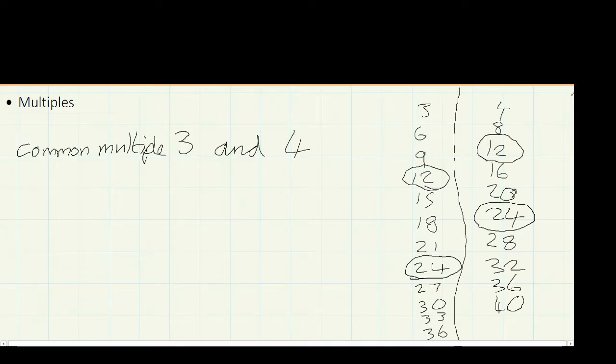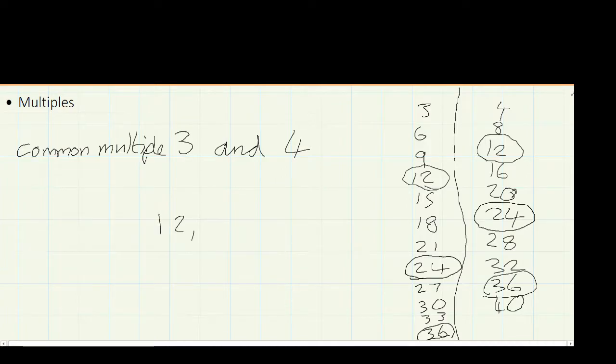Saul has done it. He's gone up to 36, and the reason he's done so is because 36 is both a multiple of 3 and 4. And he could go for ages. He could keep going all the way, and he'll find many different common multiples.